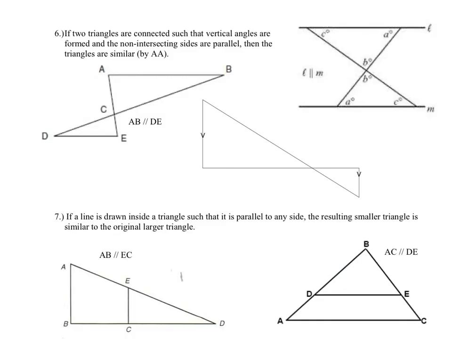All right, number 6. This one says if you have two triangles that are connected such that vertical angles are formed, basically they're connected right here. We have these vertical angles. So there's one pair of congruent angles. And if the non-intersecting sides, meaning this and this, if those two sides are parallel, then those two triangles are similar because of AA. Let's talk through why.